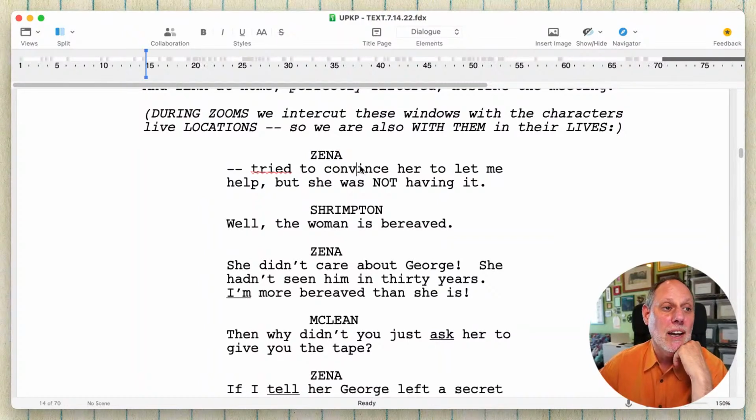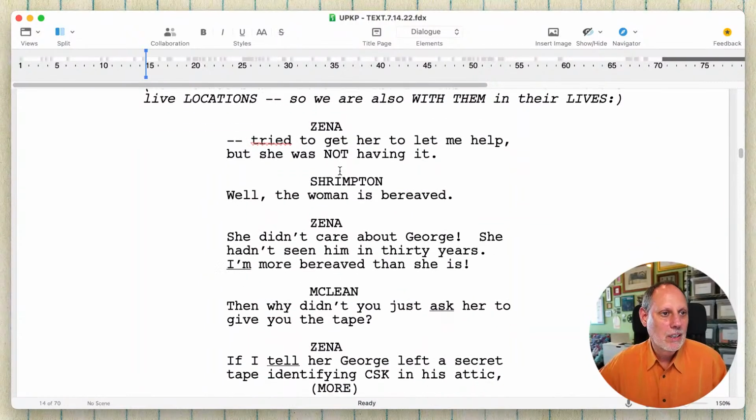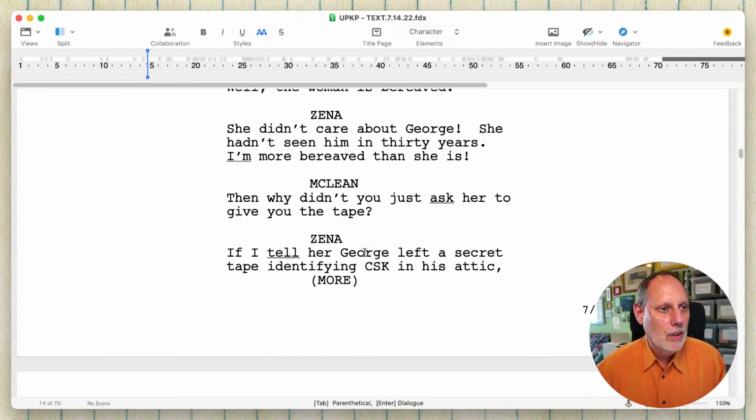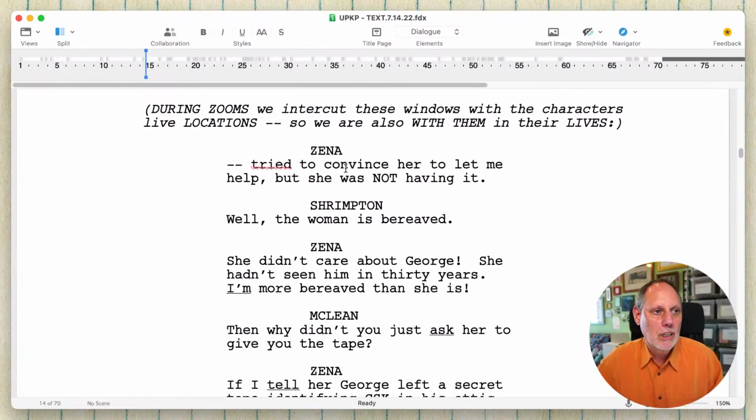Tried to convince her to let me help, but she was not having it. Tried to get her to let me help. Tried to convince her to let me help.